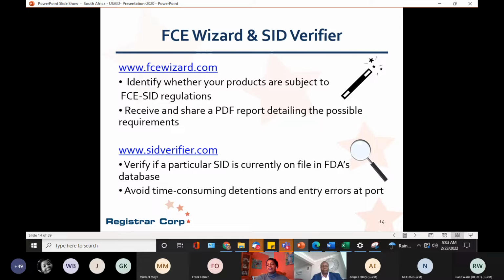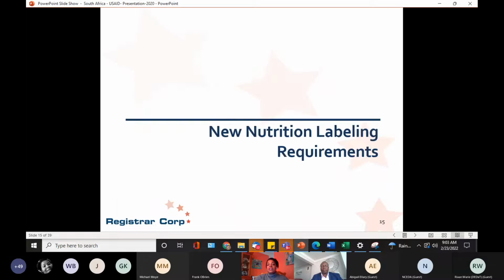SID verifiers, these are making sure that your SID numbers are still valid with FDA. And so all of these things are important, because if you ship to the United States in a can, a Tetra Pak, or a jar, and the water activity and the pH balance reflects an FCE SID requirement, and FDA, if it gets to the port and FDA doesn't see any of those numbers, then it can be detained and refused. So you want to make sure you get that done.